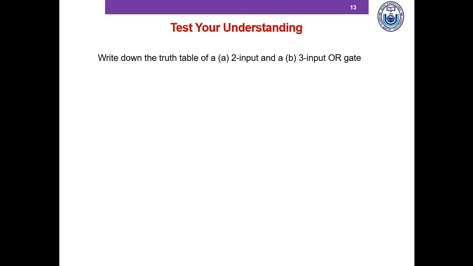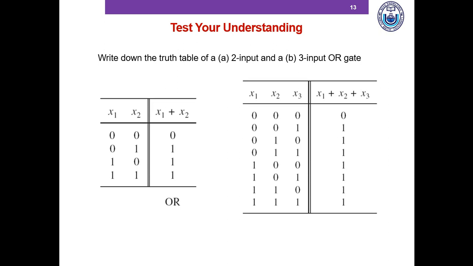Okay, so now please pause this video and write down the truth table of a 2-input AND gate, a 2-input OR gate and a 3-input OR gate. Please pause this video and try to solve this problem, and then we'll match our answers. Okay, so hopefully you've been able to solve this. You just list all the possible combinations and perform the OR operation. So OR is 0 when all the inputs are 0. For all other combinations, the output is 1.